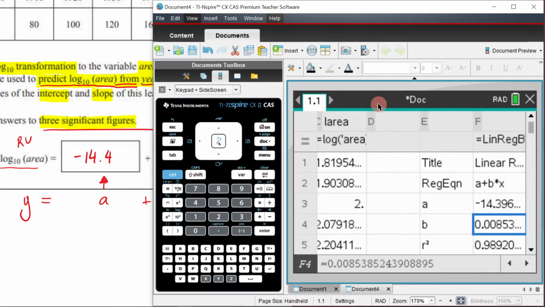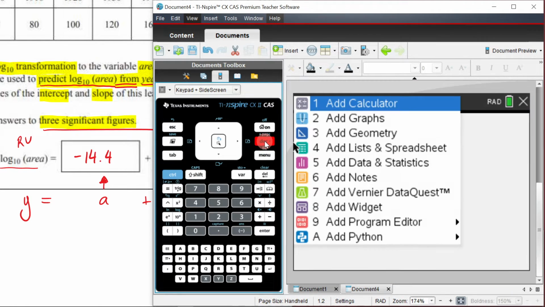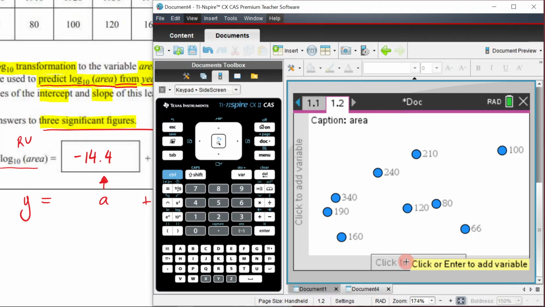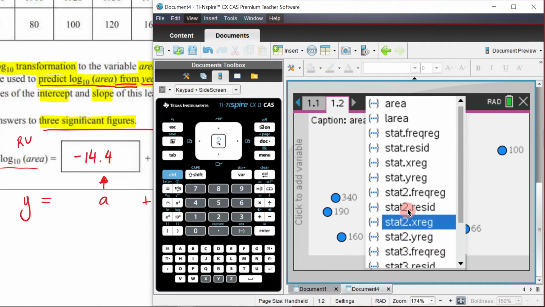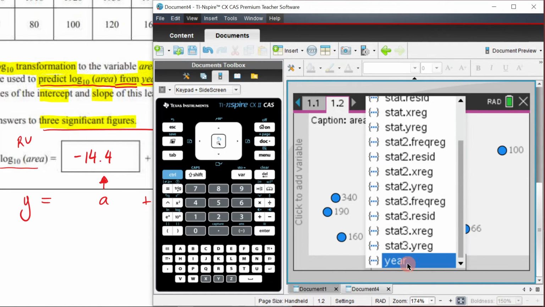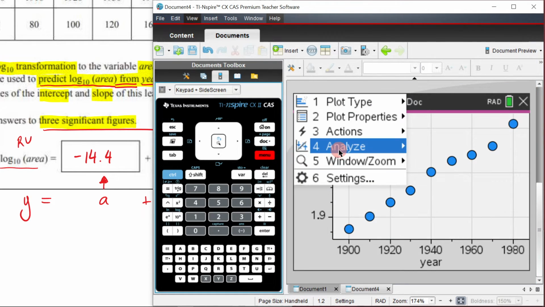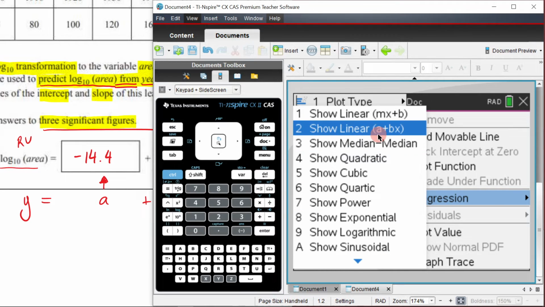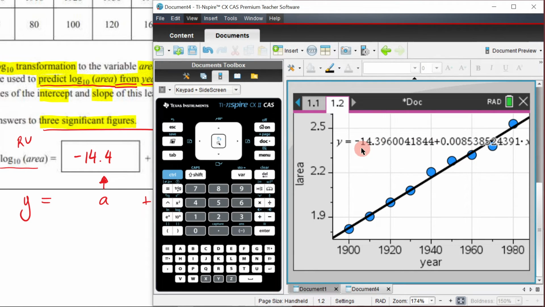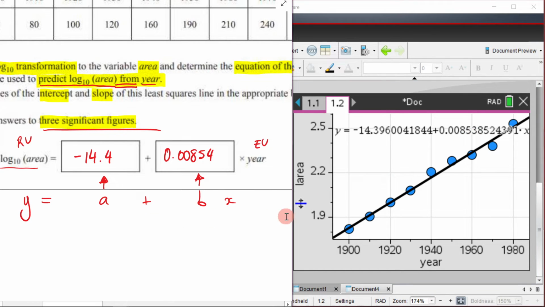Another way to generate your least squares regression line is to go control, add doc, add data and statistics, put in the correct x and y. So our x is year. This is going to be the log area. Then we can go menu, analyze, regression, and then show linear a plus bx, and there it is again. So just another way of doing it. You, of course, in an exam situation, would not do it both ways. But you can see this is another way of doing it. Negative 14.4 and plus 0.00854 there. So just another way of thinking about it.